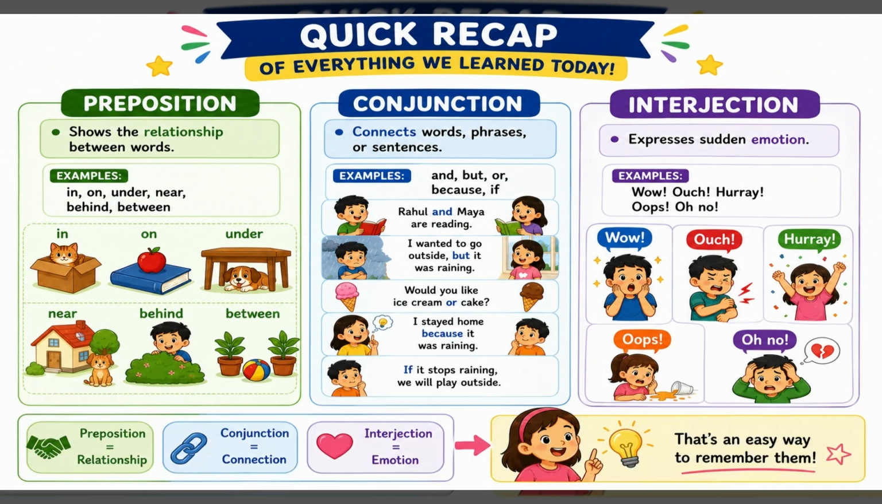And here's a super simple way to remember all three. Preposition shows relationship, conjunction connects, interjection shows emotion. Relationship, connection, emotion. Keep these three words in mind, and you'll find it much easier to remember what each of these parts of speech does.